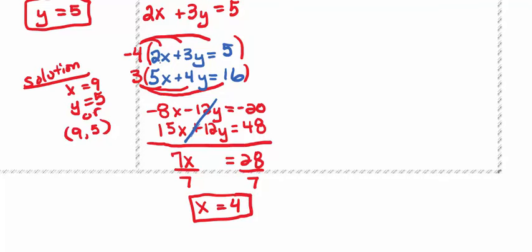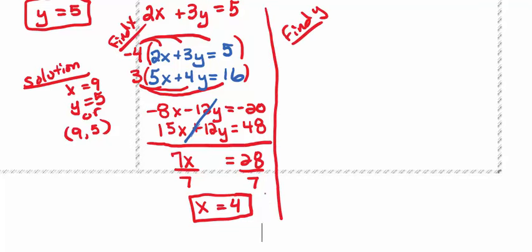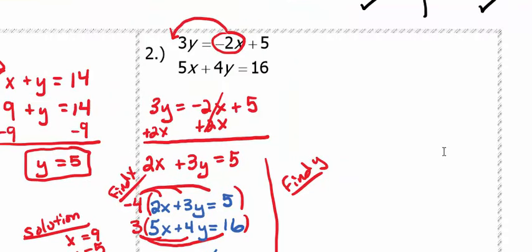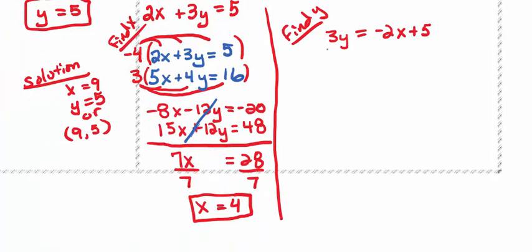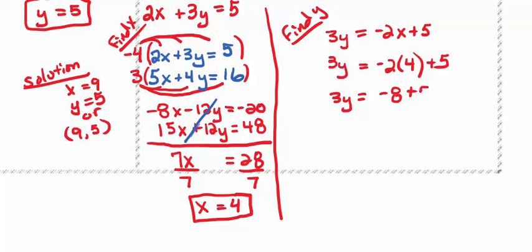So what we did here was we found x. Now what I'm going to do over here is find y. I'm going to go back into an original equation. Let's use either one. We can use 3y equals negative 2x plus 5. And since we know that x is 4, let's just replace that x with 4. So I have 3y equals negative 8 plus 5.